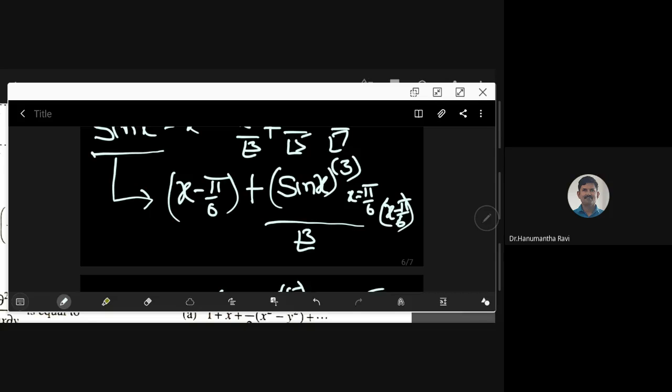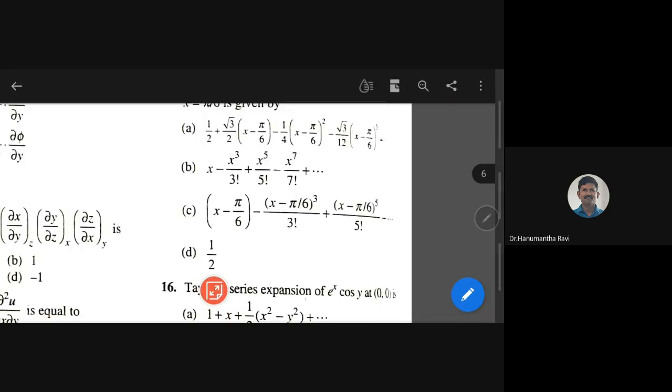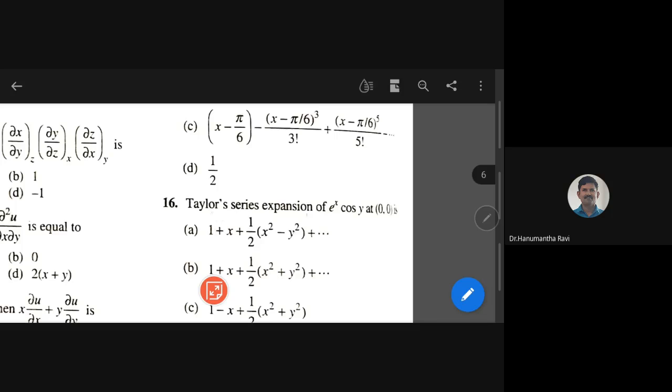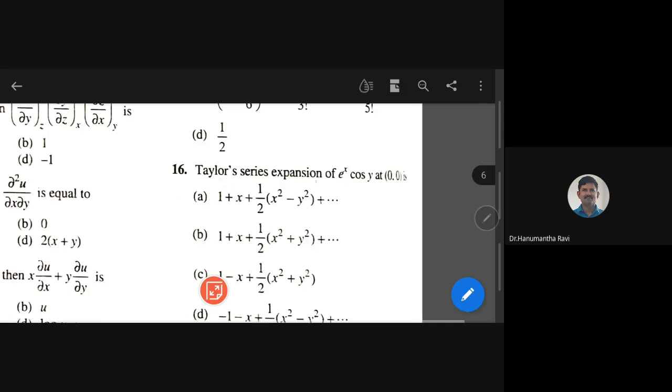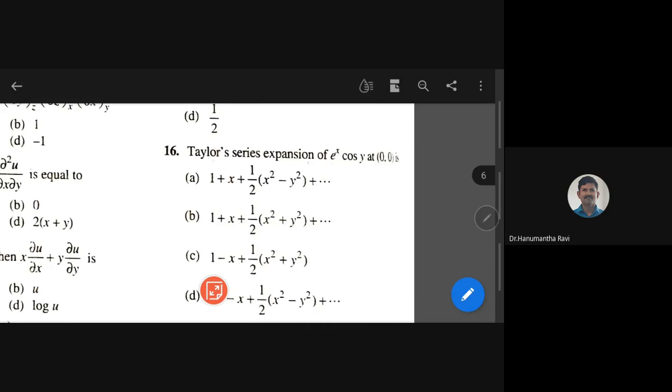So the answer will be C. C will be the answer here. You need to check just in terms of powers of x minus pi by 6. Okay, so now see Taylor series.